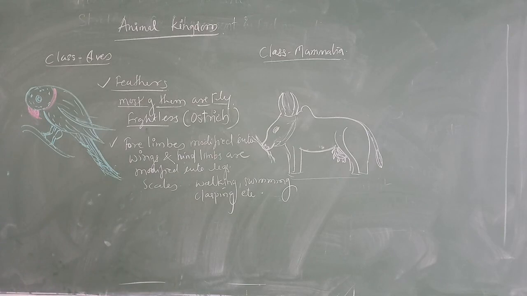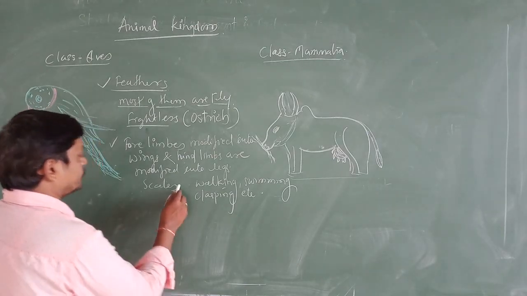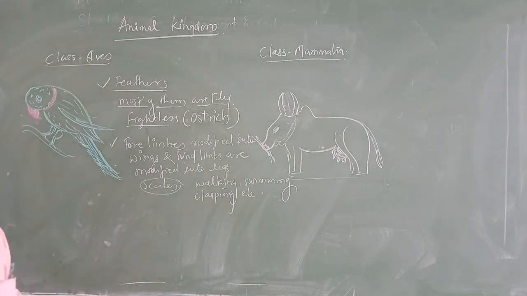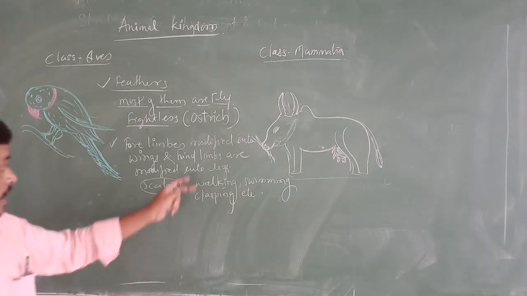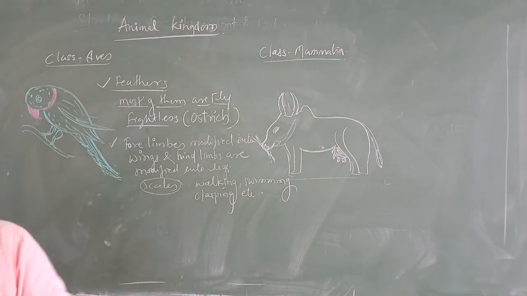Understood? The hind limbs generally have scales, and they are modified for walking, swimming, clasping, etc.